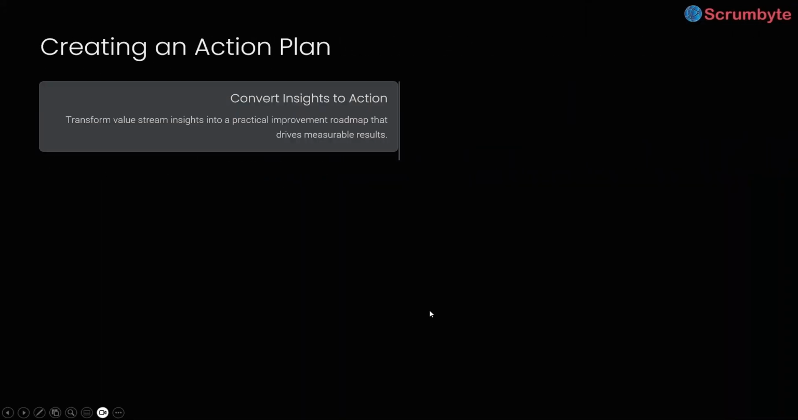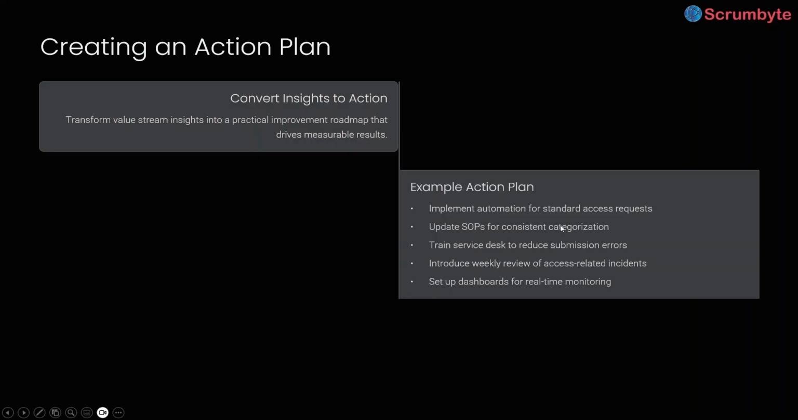So now we'll talk about creating an action plan. You have to convert your insights to action. Whatever value stream insights are there, they have to be converted to some kind of practical improvement roadmap. And that has to finally transform to some measurable results. So you need to have an example action plan: implement automation, update SOPs, train service desk, introduce weekly reviews, set up dashboards for real-time monitoring, etc.